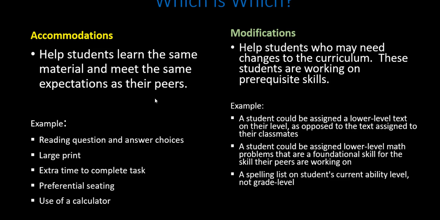The modification, on the other hand, is going to change that curriculum. Perhaps the students are working on prerequisite skills. Perhaps we're needing to scaffold those skills down in order to get that student back up to level. So, for example, they could be assigned a lower level text as opposed to the text assigned to their classmates. The student could be assigned the lower level math problems that are foundational skills, or a spelling list on the student's current ability level, as opposed to their grade level spelling list.